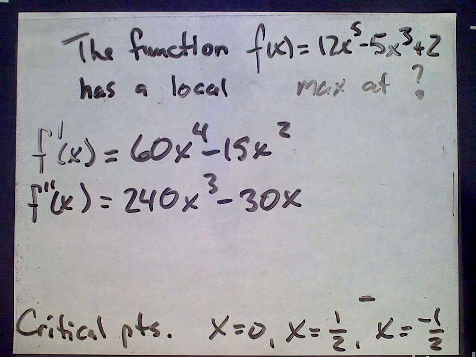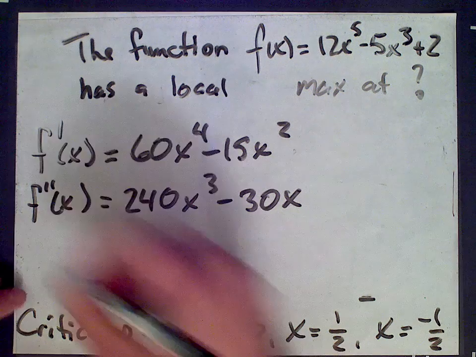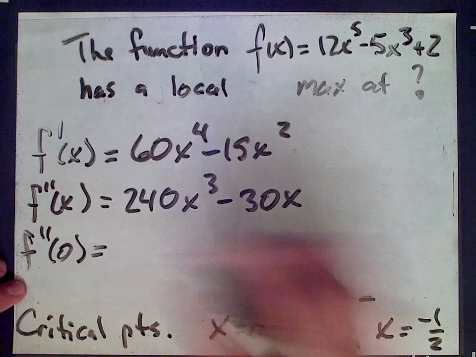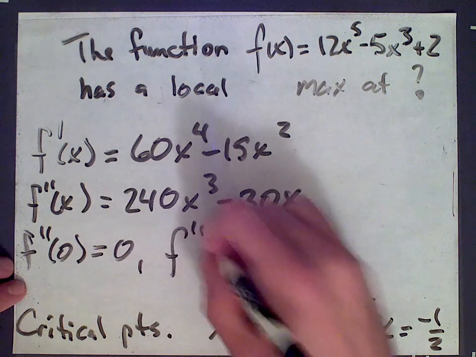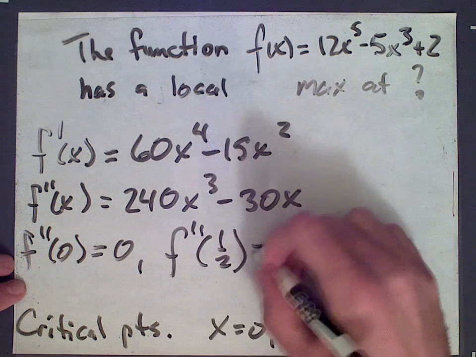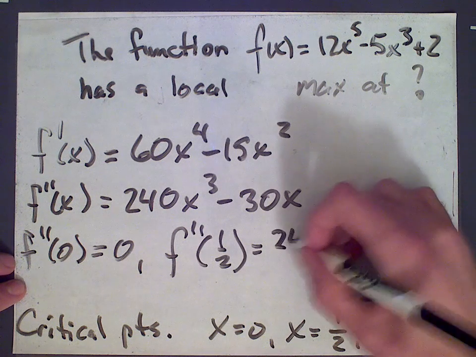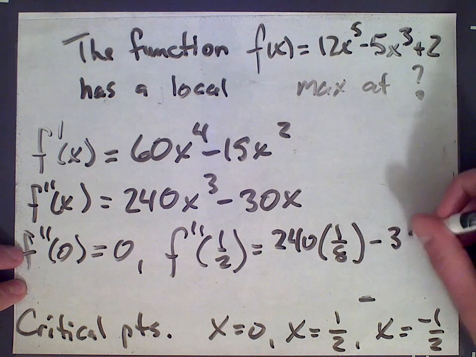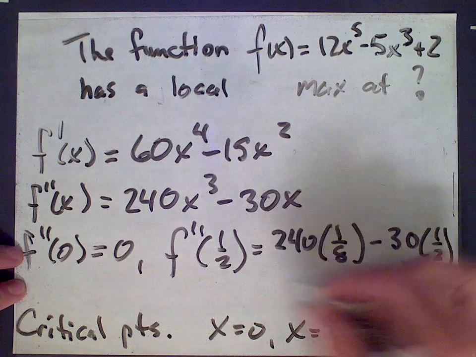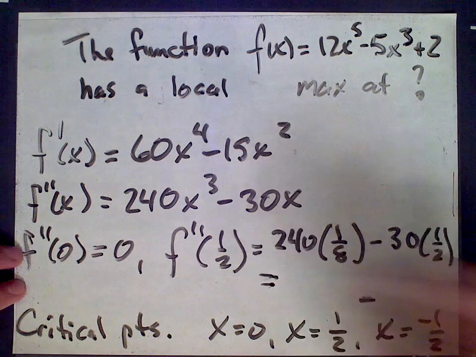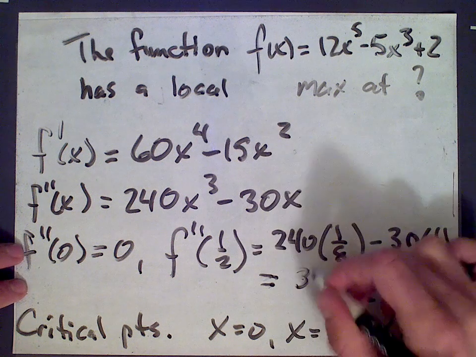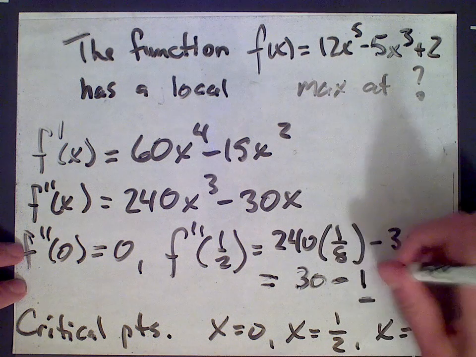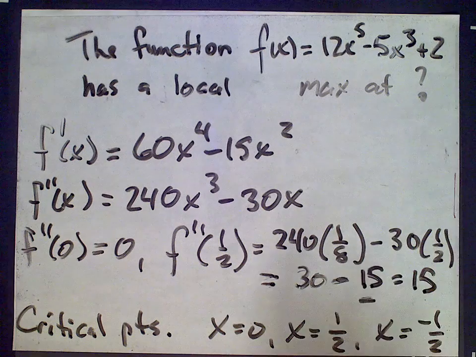We're going to plug the critical points into the second derivative. So f double prime at 0 is 0. F double prime at a half is 240 times a half cubed, which is 1 over 8, minus 30 times a half. 240 over 8 is 30, so we get 30 minus 15, which is 15.